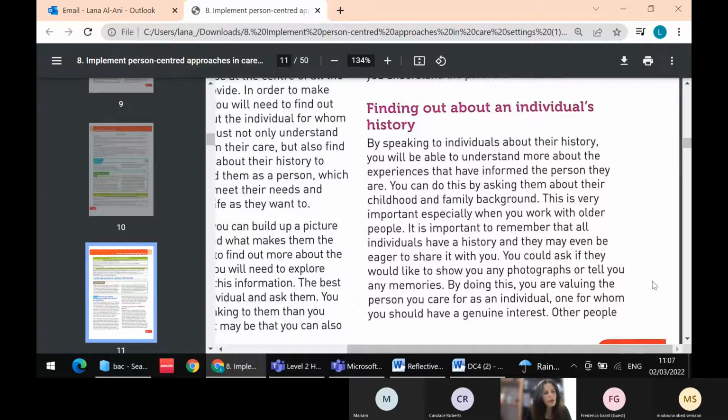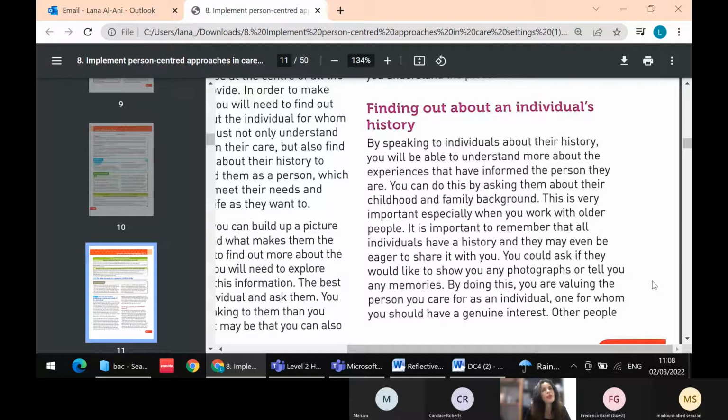So by speaking to the individual about their history, I will ask them how they lived before. I focus on each person. That will make me understand their experiences and their preferences. Why? Because I would know a lot more information about them. You can do this by asking about their childhood, about their family background. This is very important, especially if you work with older people. It is important to remember that the individual has a history that they may even be eager to share.